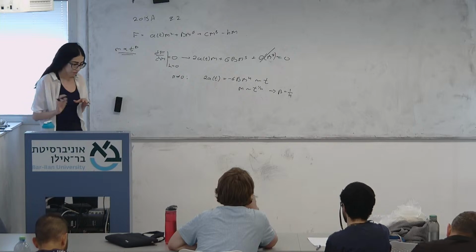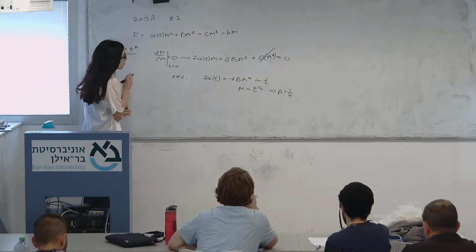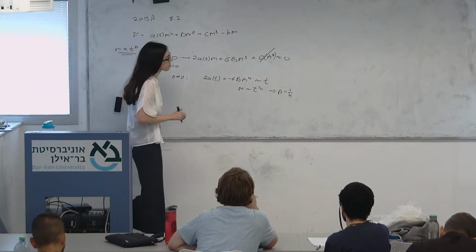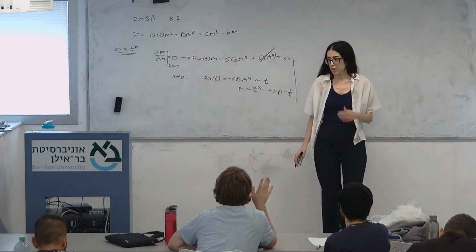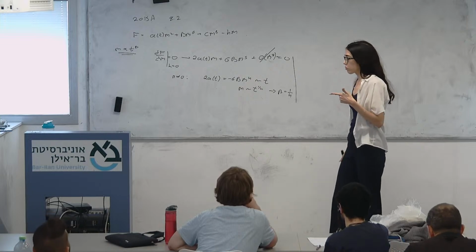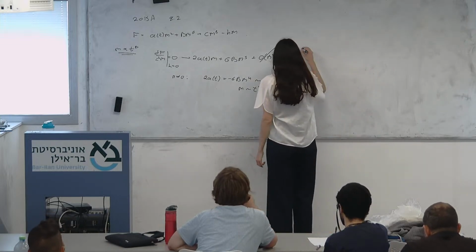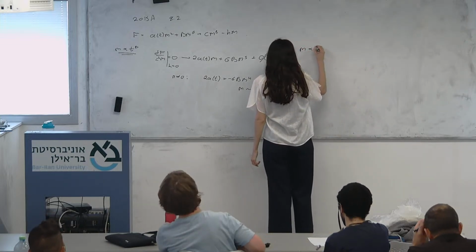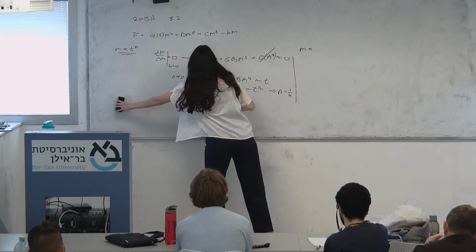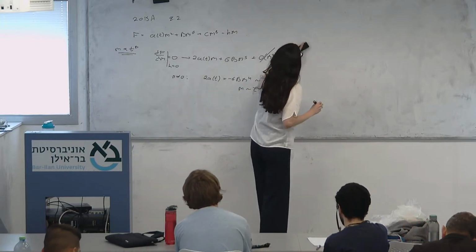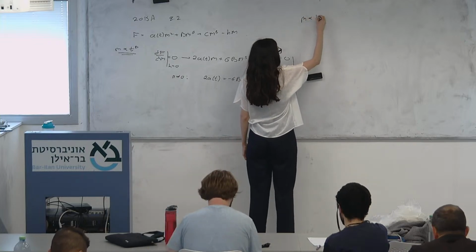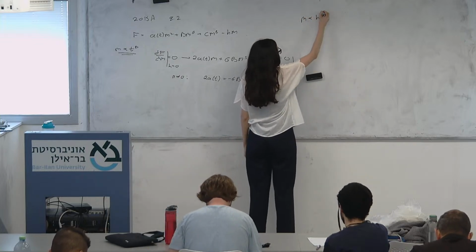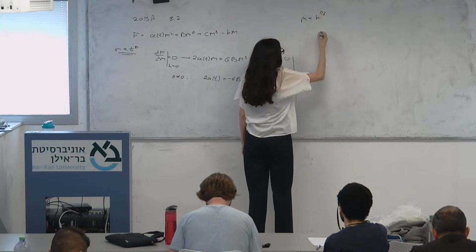Okay. So this is for beta. Now we do the same for delta. So delta is the exponent for the magnetization. Maybe I write here, so I have more space. So it goes like the magnetic field to the 1 over delta.